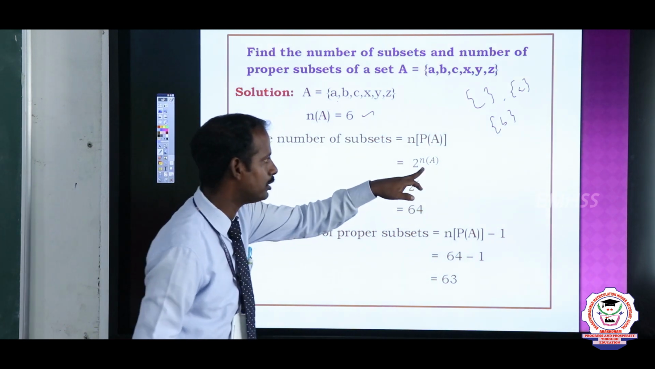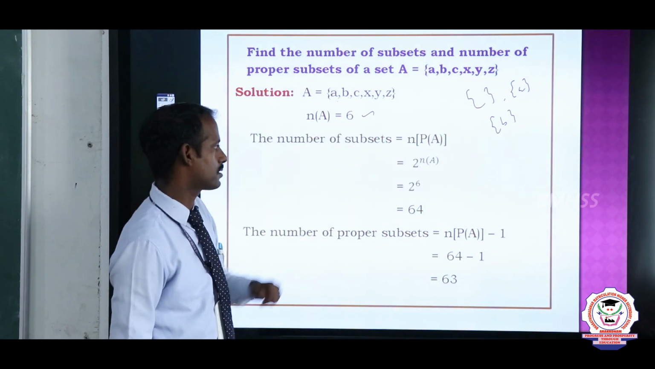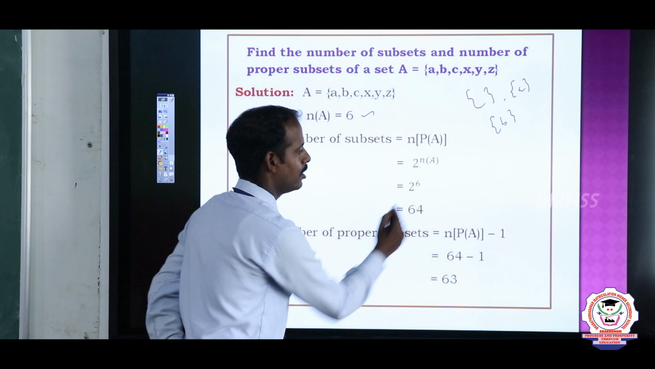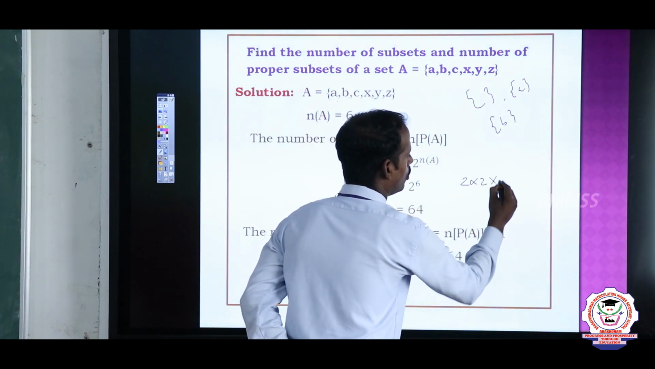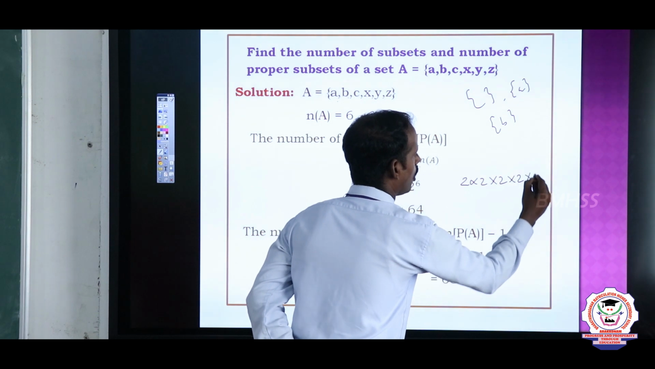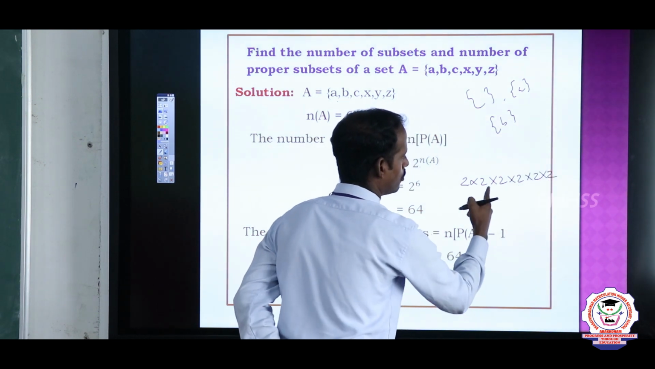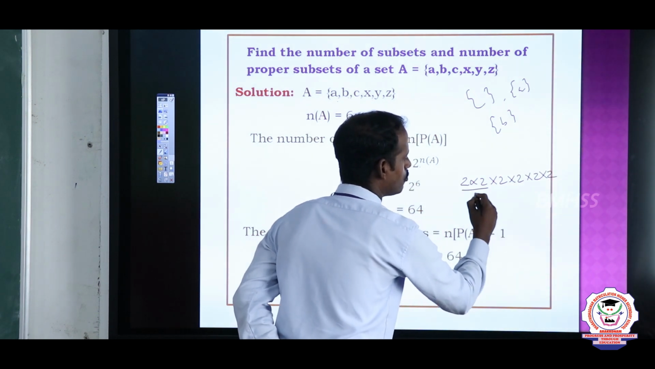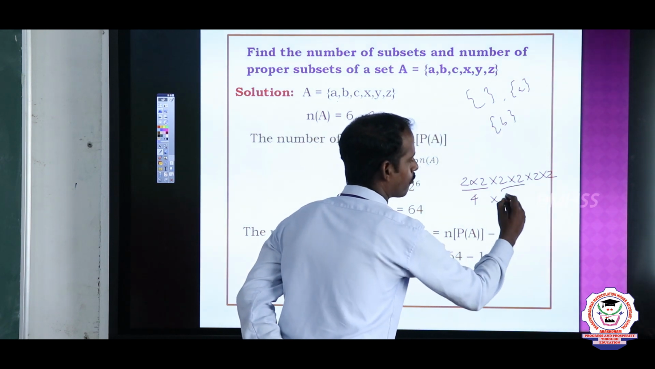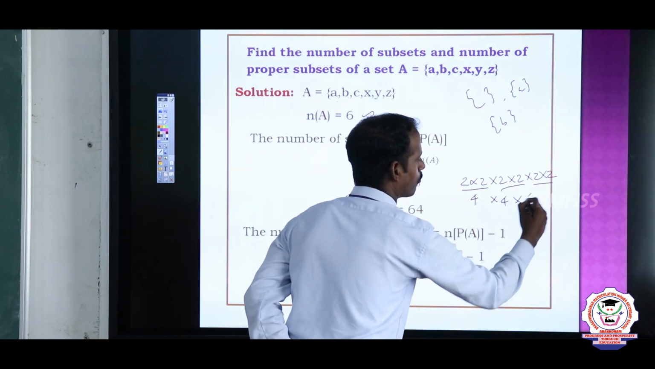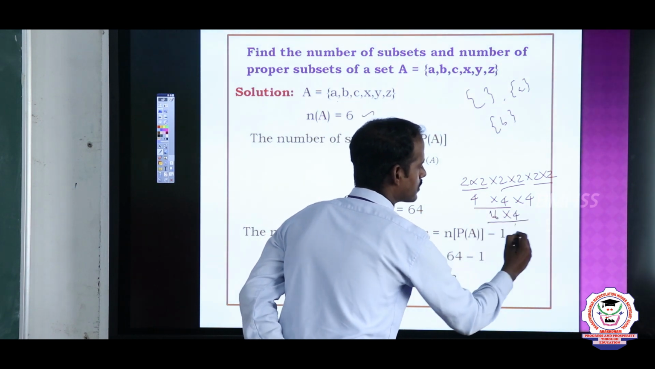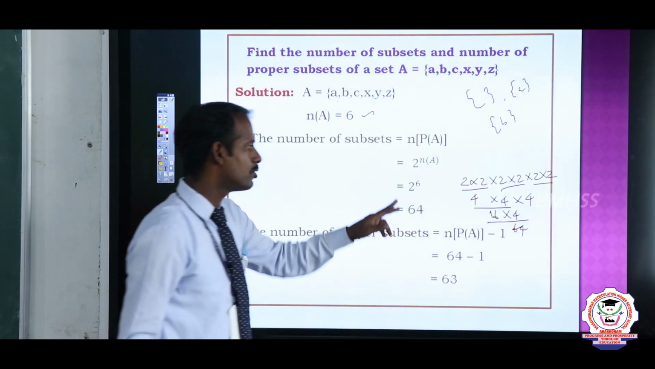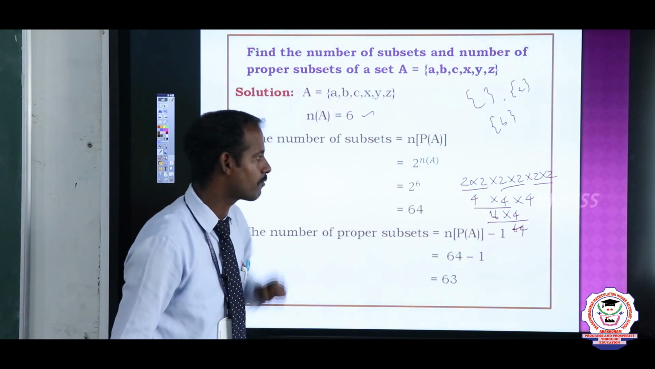First we know that N of A equals 6. Now apply the values: 2 power 6. 2 power 6 means you have to multiply 6 times. 2 2s are 4, next 2 2s are 4, so 4 4s are 16. 16 into 4 is 64. So the value of 2 power 6 is 64.